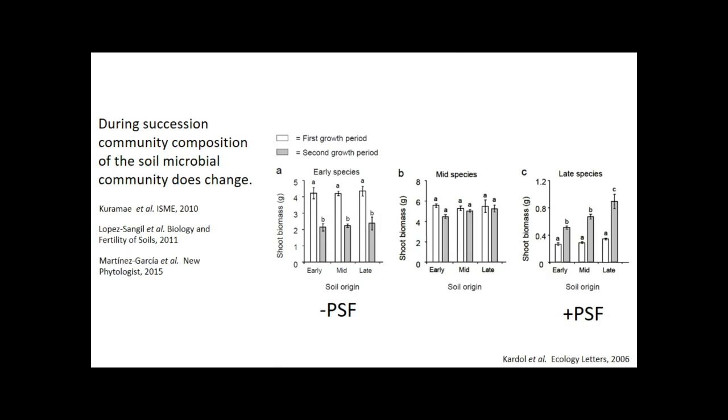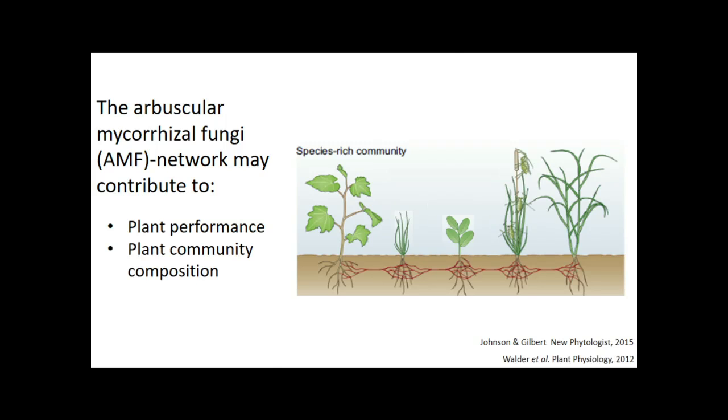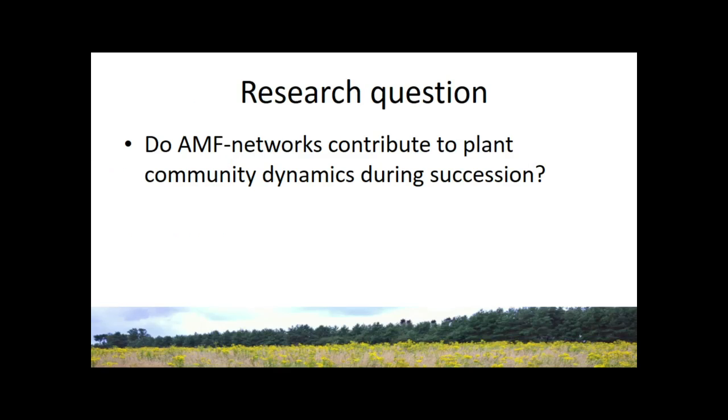One possible explanation here is the action of the mycorrhizae in soil, which are plant symbionts. These mycorrhizae can form a network in soil connecting several plant species. The plant provides the fungus with carbon, and the fungus provides the plant with additional water and nutrients. But these resources are not always shared equally among the plant species, and in that way it can also have an influence on plant community composition. And this led to my research question: can we find a role of these mycorrhizal networks during succession?